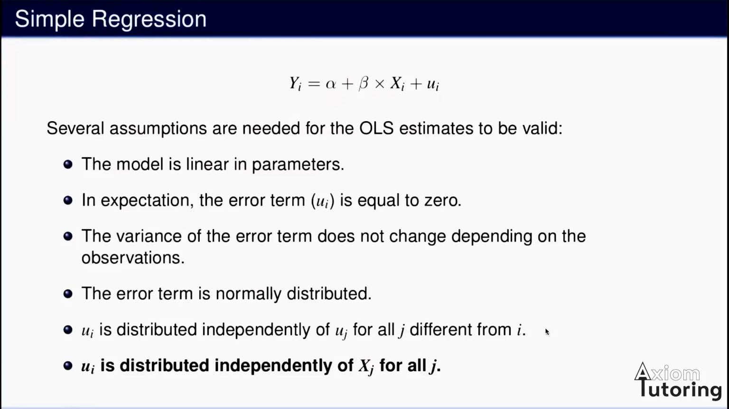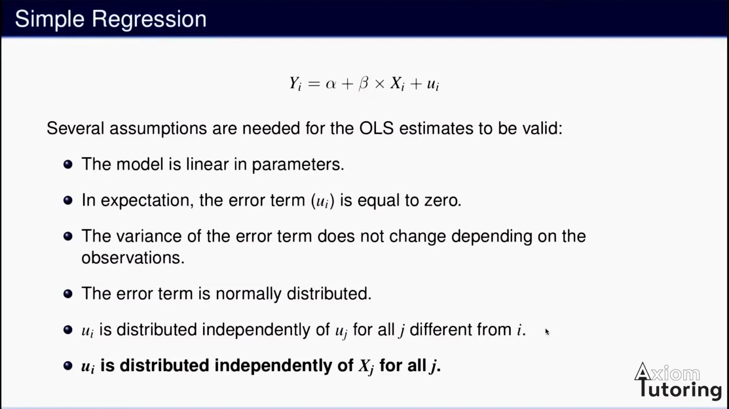Hi, in today's video, we'll continue our exploration of simple linear regression. So remember that in a linear regression, we have our dependent variable, yi, which is equal to alpha plus beta times xi, our independent variable, plus ui, our error term.